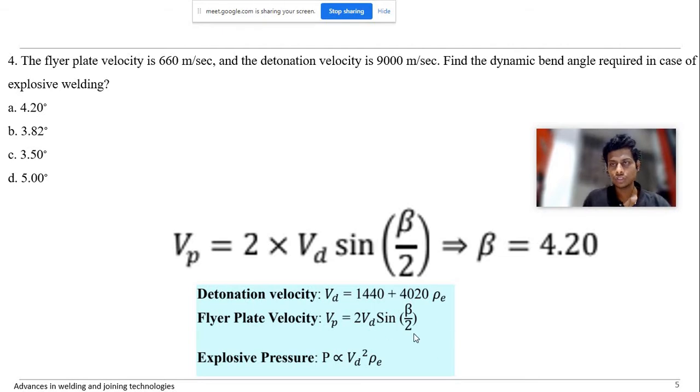You also need to take care of sine inverse during the calculation. Once you do sine inverse, whether you are working in radians or degrees is also important. Generally, in the calculator you need to use the proper mode, or else if you get the result in radians, you need to multiply by 180 divided by pi to convert it from radians to degrees. Based on that, we get 4.20 degrees.